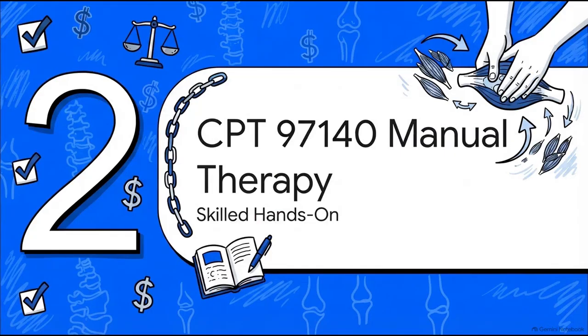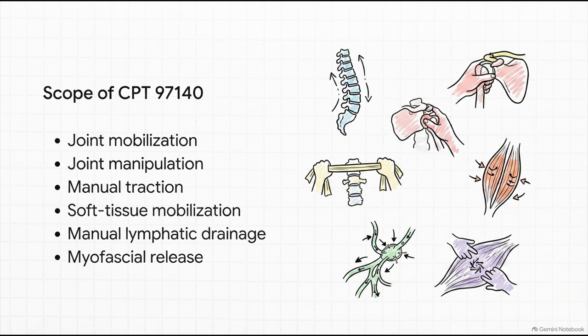Moving right along to Section 2, CPT 97140, Manual Therapy, the skilled hands-on intervention. Let's take a look at the clinical scope of CPT 97140. As coders and clinicians, these are the exact keywords you need to be hunting for in the documentation. We are talking about joint mobilization and manipulation, manual traction, soft tissue mobilization, manual lymphatic drainage, and myofascial release.